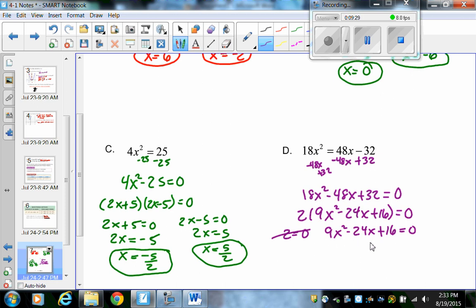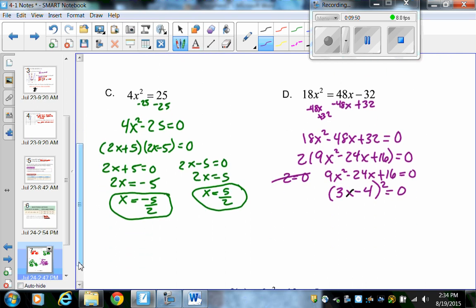If you didn't see that this was the perfect square trinomial, then you could factor it as we did before, with multiplying 9 times 16 and finding the two numbers that add to be negative 24. But I recognize this as a perfect square trinomial, so I know that's going to factor to 3x minus 4 squared, which essentially here you have the same thing written out twice, which means you really only need to work it once. So that's going to give me 3x equals 4 and x equals 4/3.